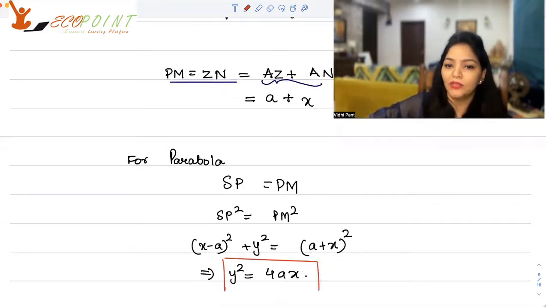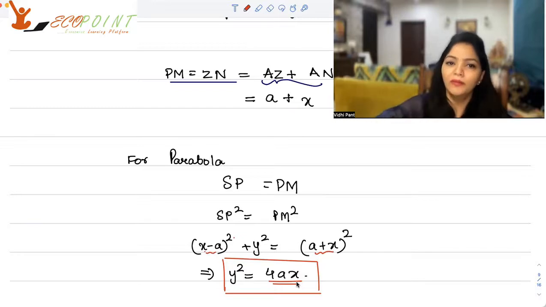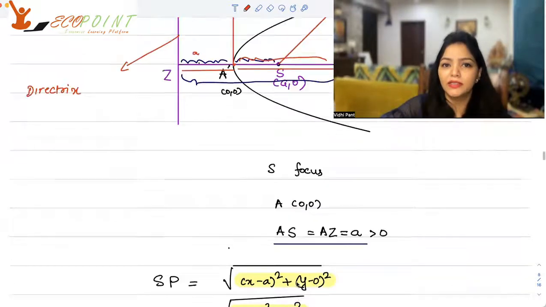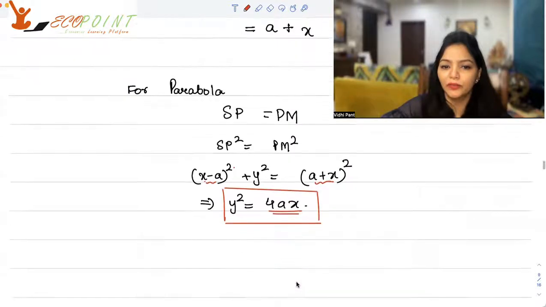things cancel out. As you can see, you have x minus A square here, and here you have A plus x whole square. So A square and x squares will cancel off and you will be left with just 4Ax. That's how you get the equation of the parabola. So this is the equation of the parabola whose vertex is 0, 0. As you can see, the vertex is 0, 0.